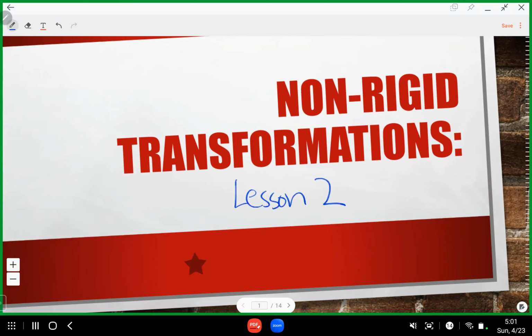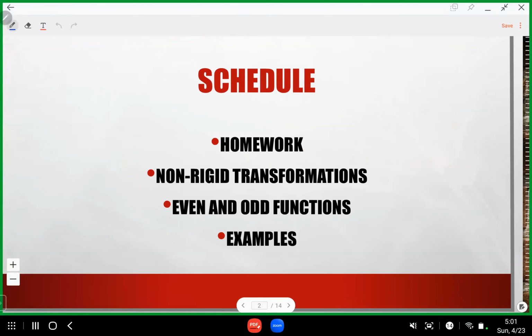Okay, so today will be lesson 2 of our unit on functions overall. First, we're going to go over some homework, of course, and then we're going to go over the non-rigid transformation. So if you forgot, last class we went over rigid transformations. But today we are going over non-rigid transformations. We're also going over odd and even functions, and of course provide some examples too.